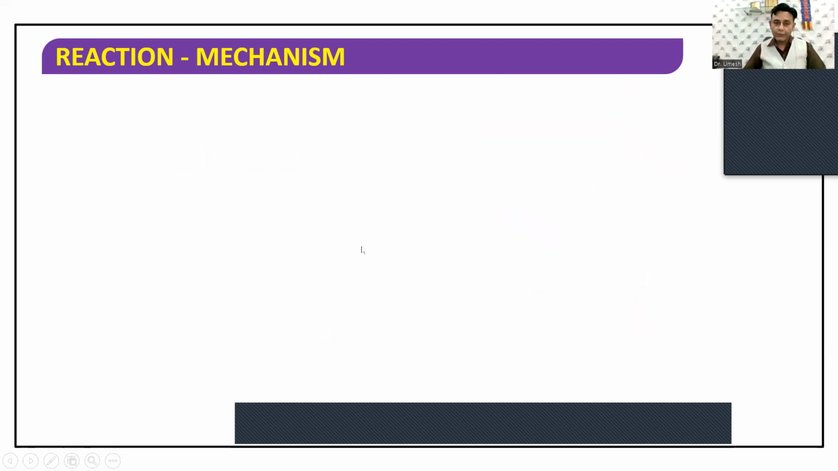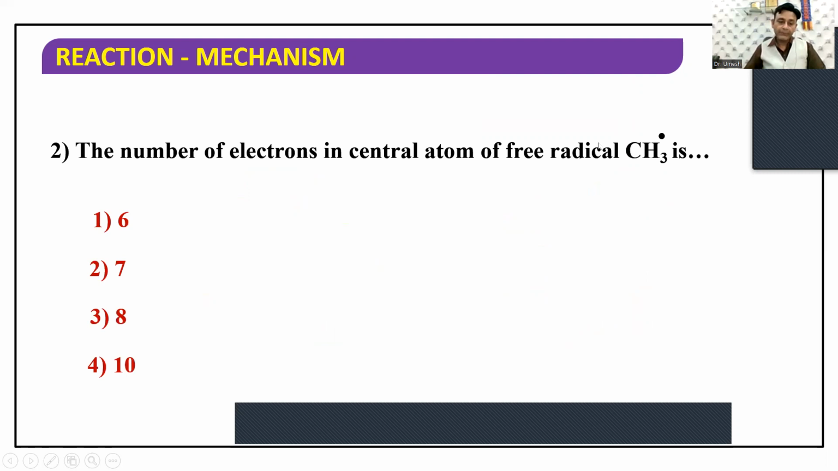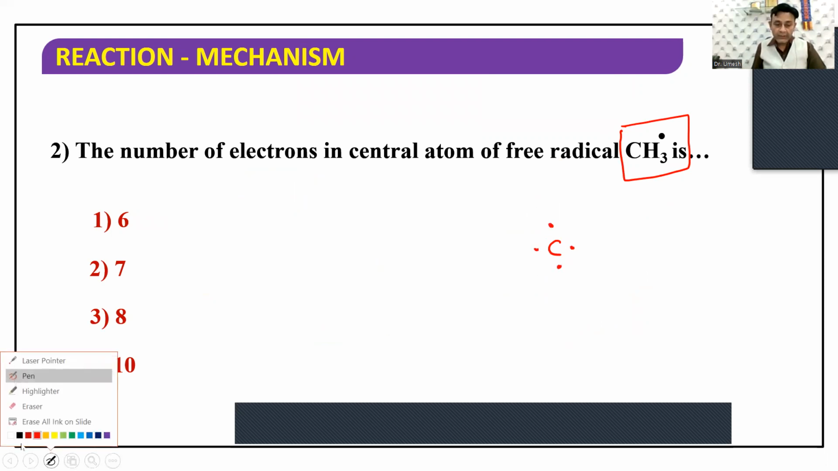So let us discuss one more question here. The number of electrons in the central atom of the methyl free radical. 4 options I'm giving you here: 6, 7, 8, 10. How many electrons are there on the central atom? So let us draw the structure of this methyl free radical. Carbon. We know that carbon has a valency of 4. And here the 3 hydrogens are bonded. And hydrogen has a valency of 1.